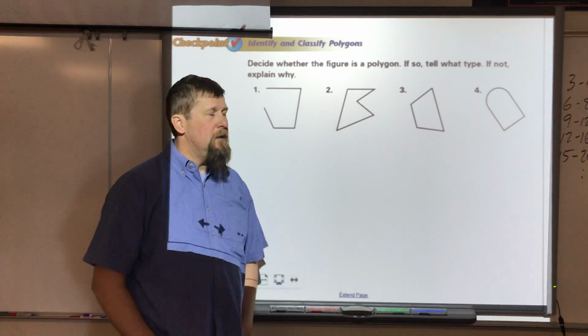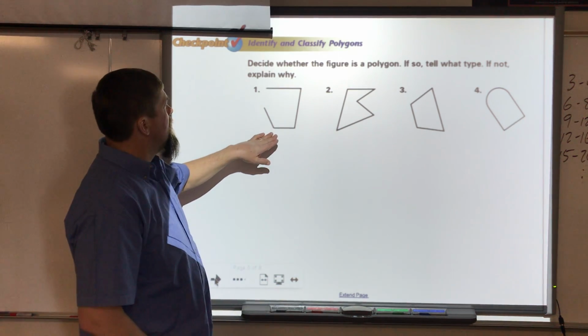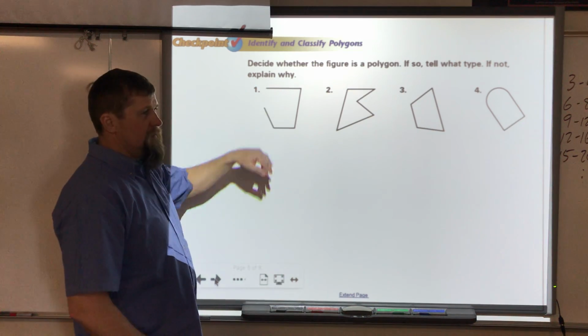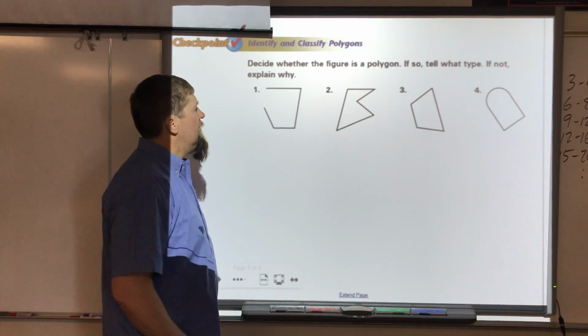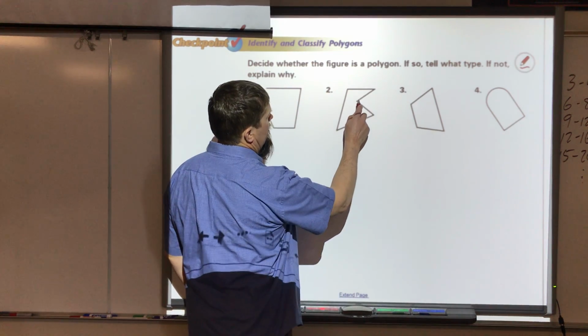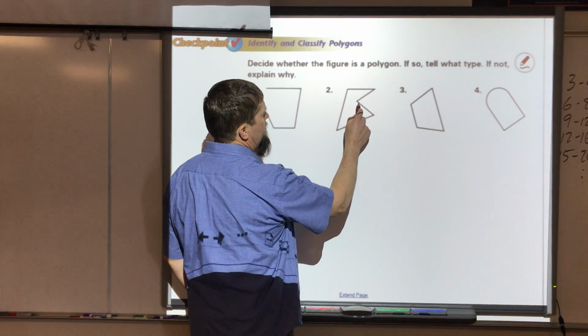Okay, welcome back. We're going to talk about this. Is it a polygon? If so, tell what type. This is not a polygon because it does not connect at the endpoints. This is number 2 a polygon because they're connecting at endpoints and they're all segments.